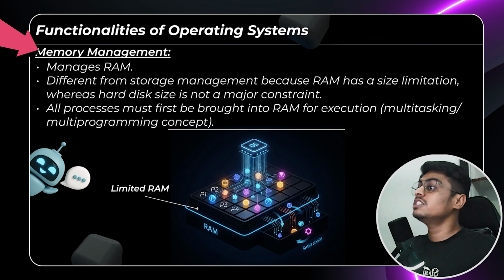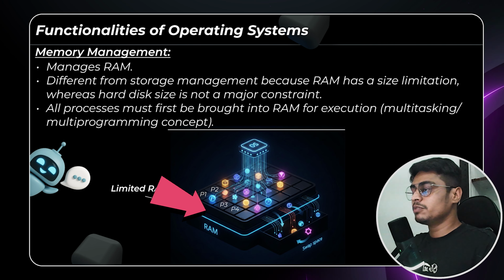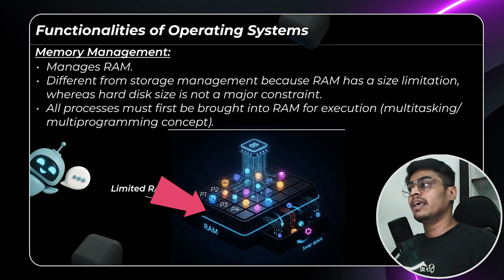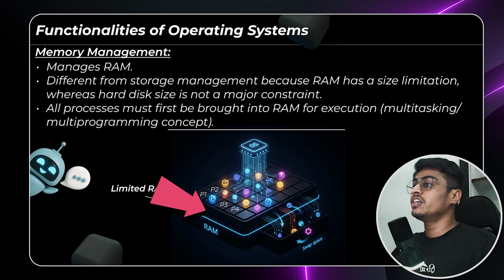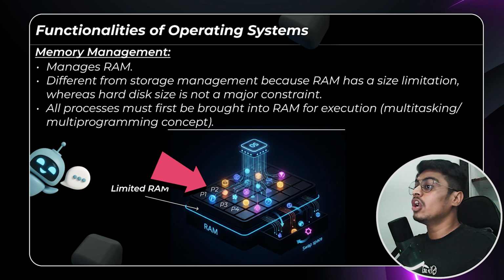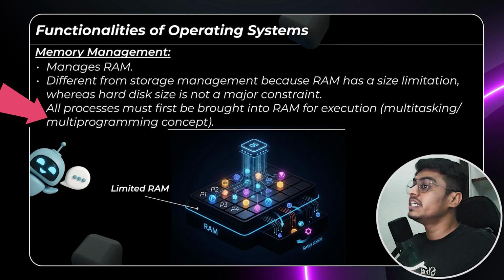Then the fourth one is memory management. In memory management, what we have here is RAM. Why have we separated storage management and memory management? Because storage management consists of hard disk, and it's the operating system's functionality to manage hard disk. But there's no major constraint of hard disk size. We have a constraint in RAM, limitation of size. RAM in our system is limited, and all the processes get executed first in the RAM. This topic is called the concept of multitasking or multi-programming.